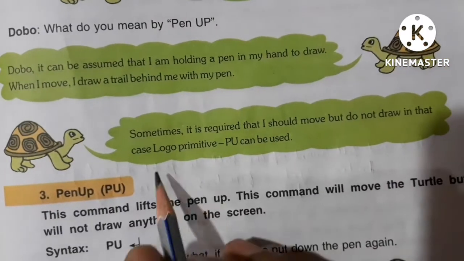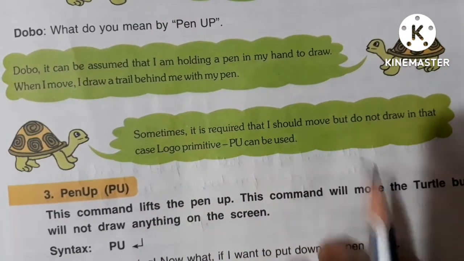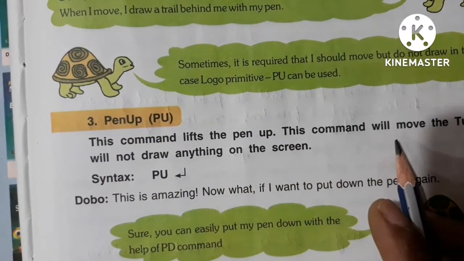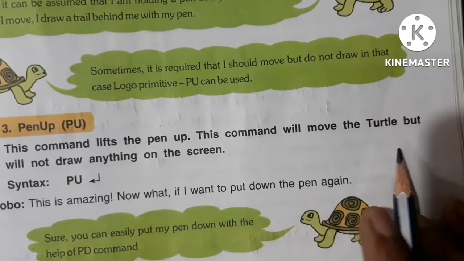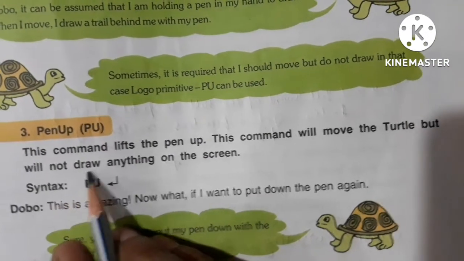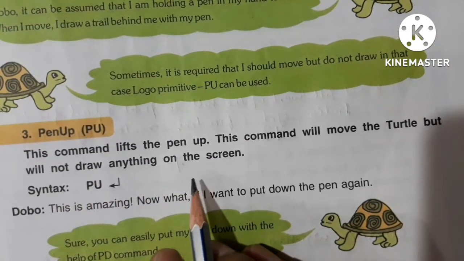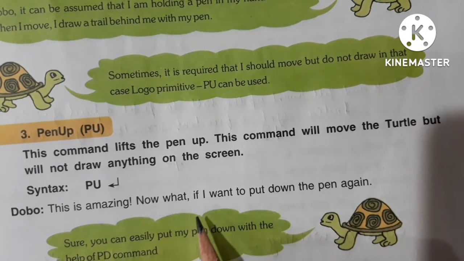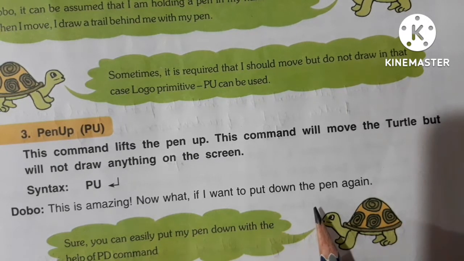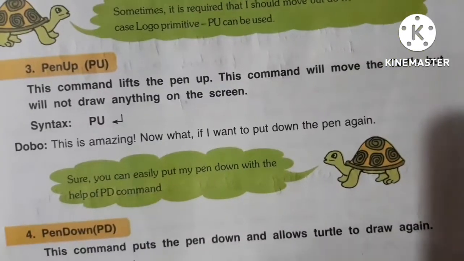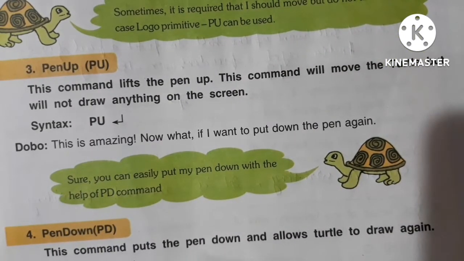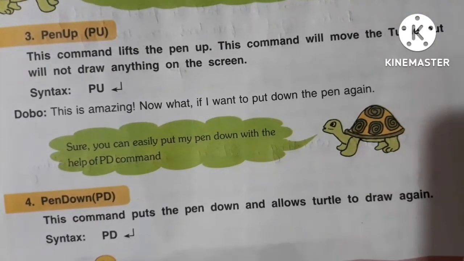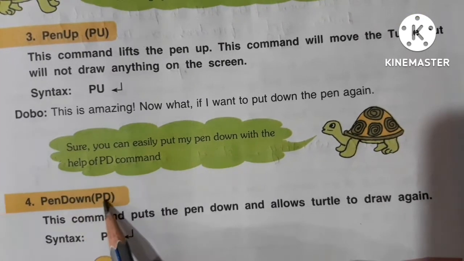In that case, the Logo primitive PU can be used. Pen up. This command lifts the pen up. This command will move the turtle but will not draw anything on the screen. Syntax: PU. This is amazing. Now what if I want to put down the pen again? Pen down. This command puts the pen down and allows the turtle to draw again. Syntax: PD.